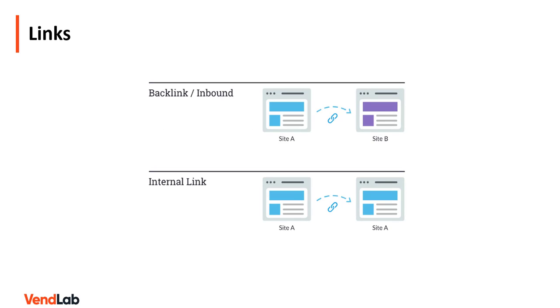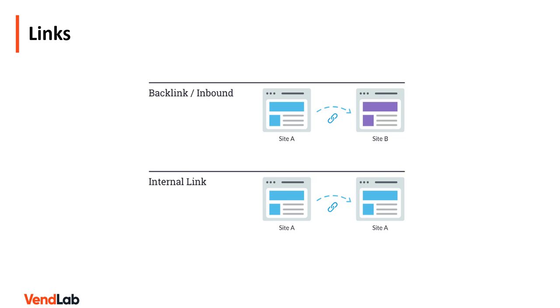There are 2 types of links which Google considers when ranking sites. Backlinks or inbound links are links from other websites to your website, while internal links are links to your own site from another page on the same site. PageRank, part of Google's ranking algorithm, is a link analysis algorithm. PageRank estimates the authority of a web page by measuring the quality and quantity of links pointing to it. The assumption is that a page with more links has higher authority.